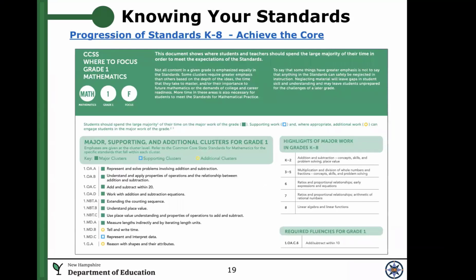Then Achieve the Core, which is a wonderful site and provides both information for ELA as well as math. Their math standards particularly give us guidance in what are the key standards that support the major focus areas that we just went through at each grade level, which ones also provide support to those major focus areas, and then which are additional clusters that they need to know but aren't necessarily supporting the major focus of that grade.